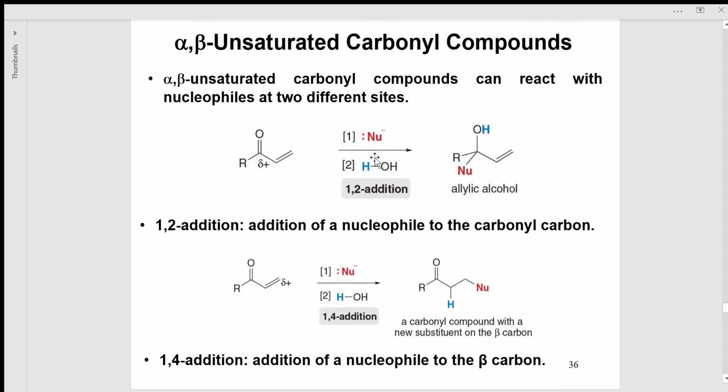So again, in this reaction, you don't have to consider the alpha beta position. It's only nucleophilic addition to the carbonyl group. In this case, we call it a 1,2 addition. This is actually very similar to other ketone molecules, because nothing happens here. The second reaction is called 1,4 addition.